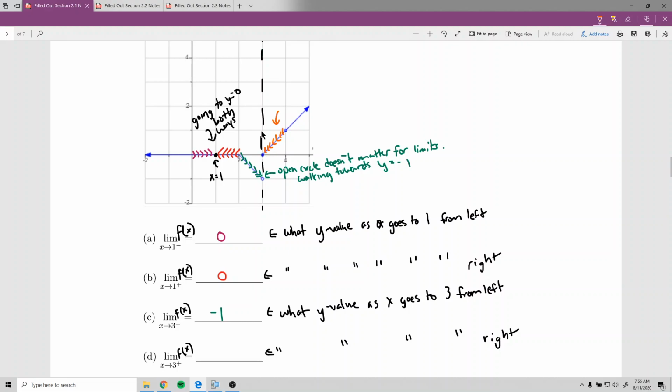Once again, open or closed circle doesn't matter. It's just what number you're walking towards. So I'll write the same thing as open circle, closed circle. Doesn't matter for limits. It only matters what you're walking towards. And what y value are we walking towards there? We're walking towards y equals 0. This point right here is where y equals 0.